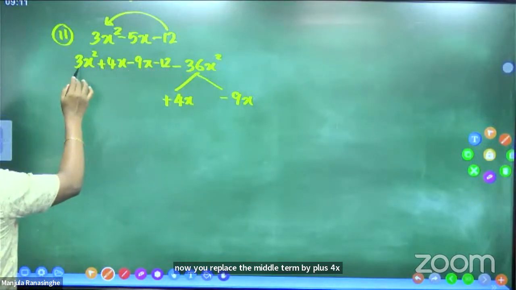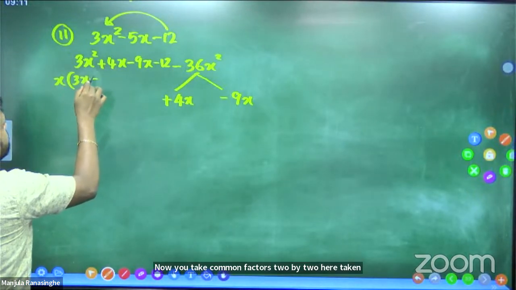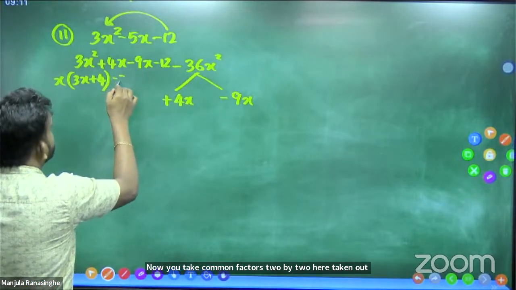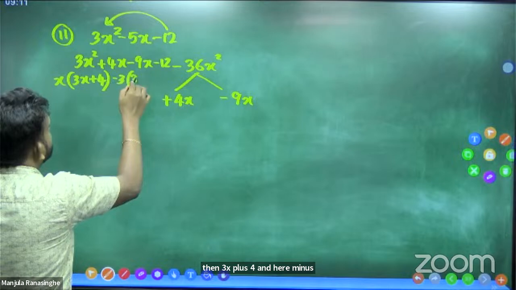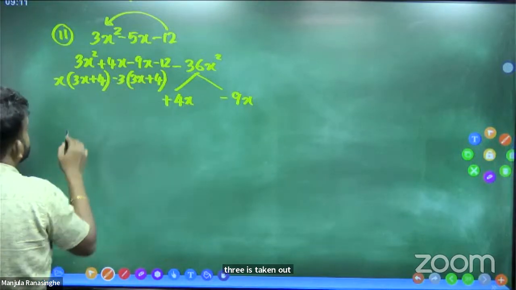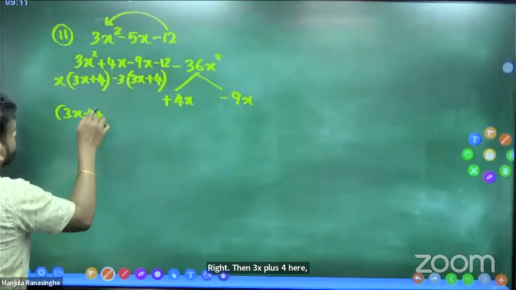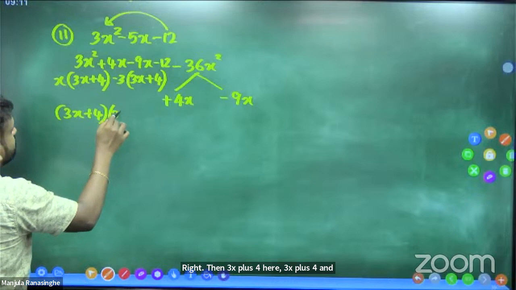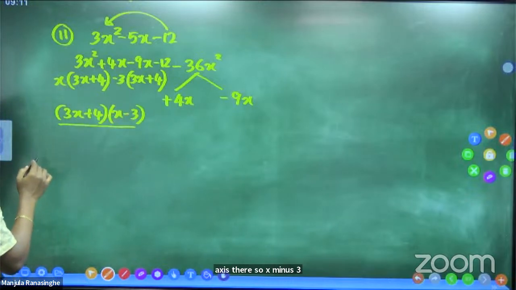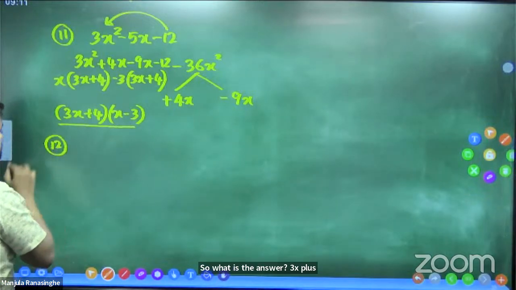Now you replace the middle term by plus 4x minus 9x minus 12. Now you take common factors two by two. Here x is taken out, then 3x plus 4, and here minus 3 is taken out, then 3x plus 4. Then 3x plus 4 here, 3x plus 4, and here x is there, so x minus 3. So what is the answer? 3x plus 4 into x minus 3. That is the 10th answer.